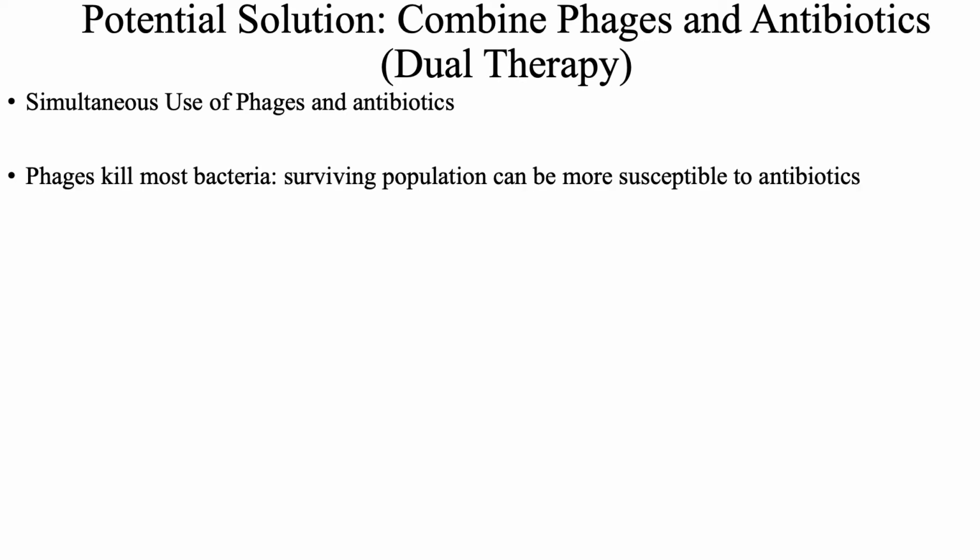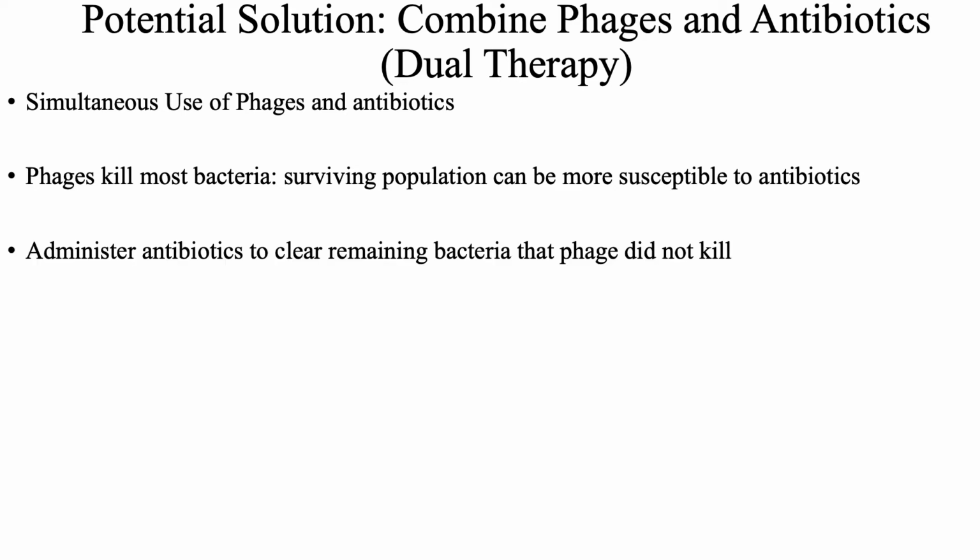Initially, the phages will kill most bacteria, and the surviving population may have arisen from a mutation that renders it resistant to the virus, but also more susceptible to antibiotics. Afterwards, the administration of antibiotics to clear the remaining bacteria the phage did not kill will eliminate the infection from the patient.